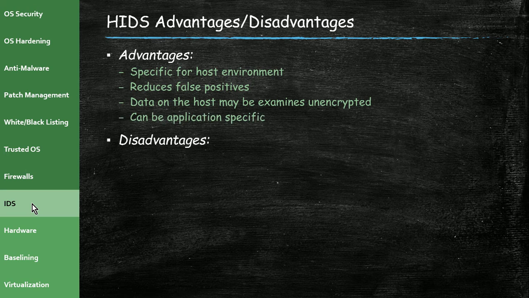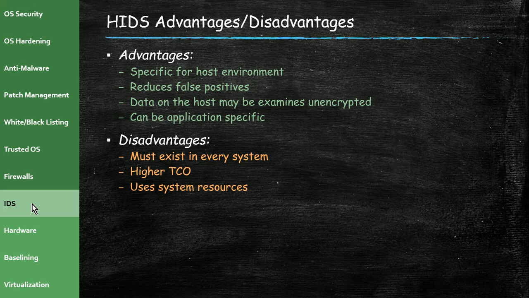But some of the disadvantages of a HIDS, or a host-based intrusion detection system, are that it has to be on every single system in order for it to be effective. It has a higher total cost of ownership because we have to run it on every system and install it and maintain it. It uses additional system resources.